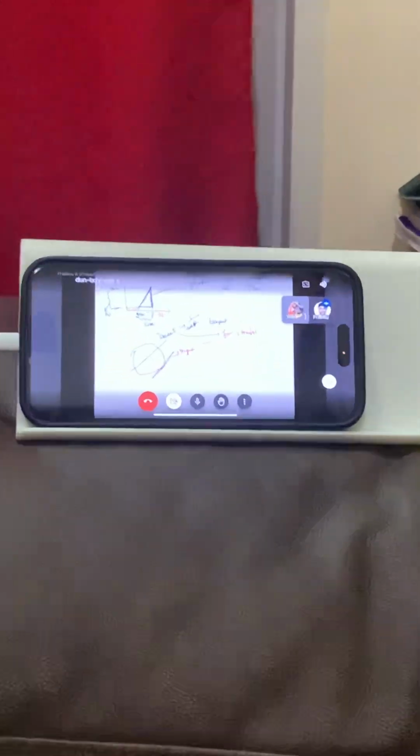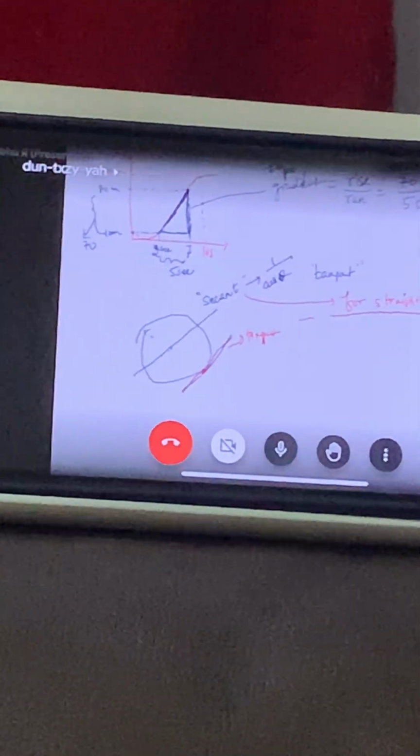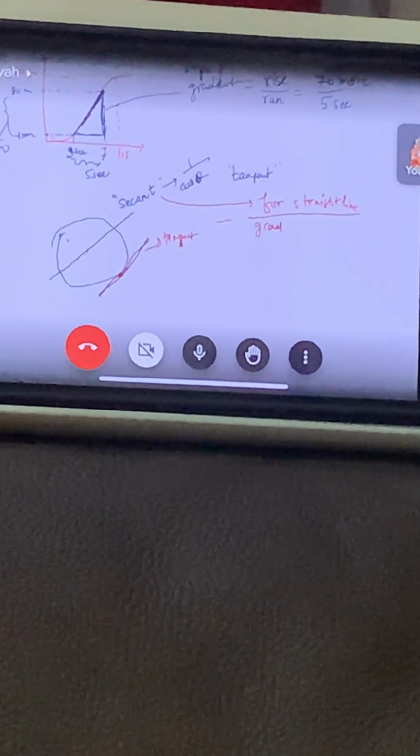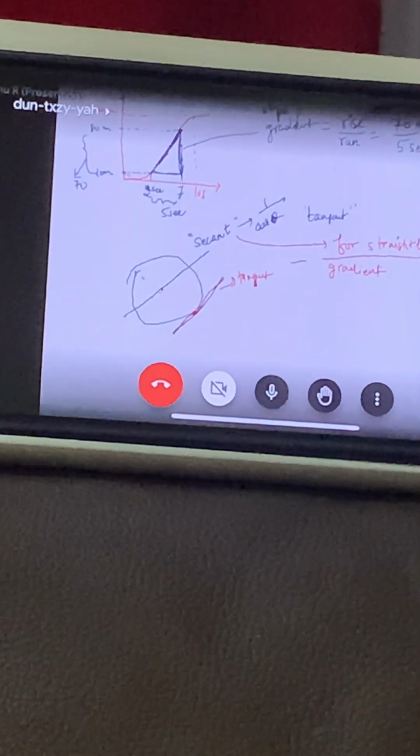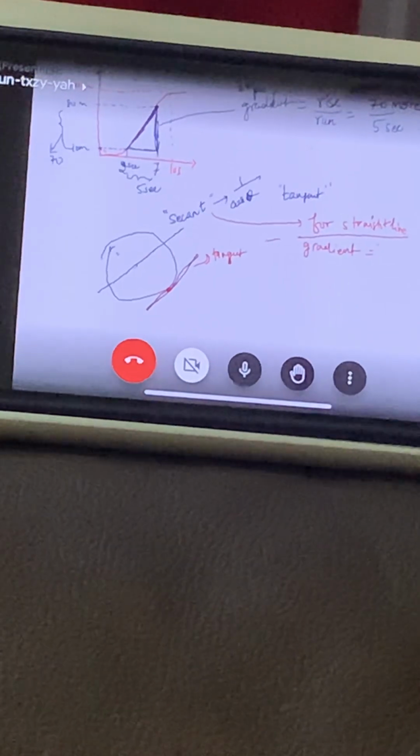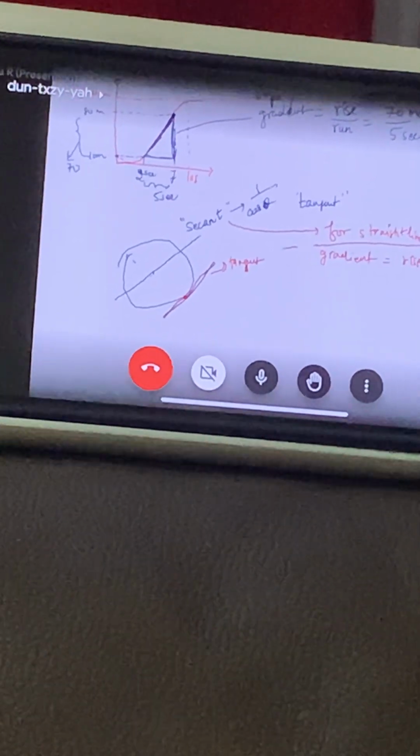Slope formula. Right now I have told you. For a straight line, what is the formula of gradient or slope? Just now I told you. Rise over run, rise over run. Very good. Rise over run.